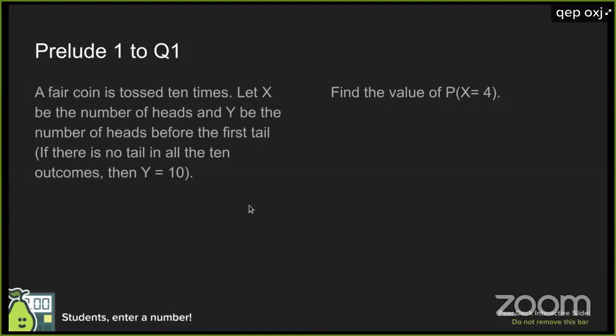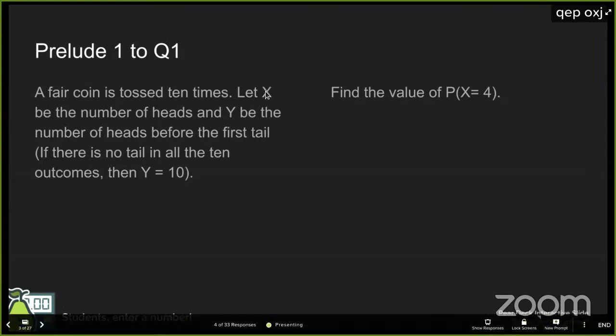Okay, fine. So x equals 4. That means out of 10 tosses, we got 4 heads. Can you find the probability that x equals 4? Just take 2 or 3 minutes to find the answer and write your answers. Okay, I already got 4 responses. Waiting for others to respond.